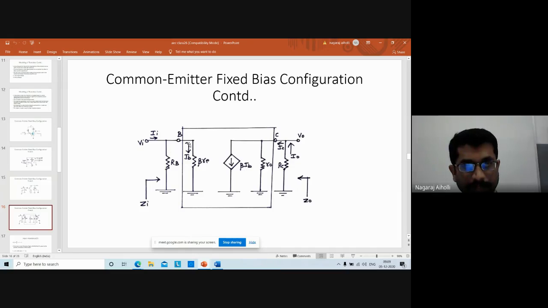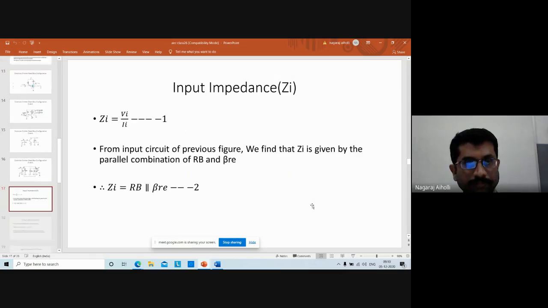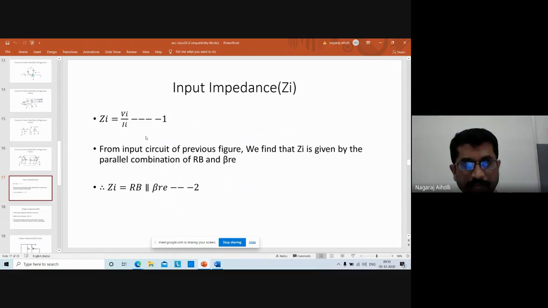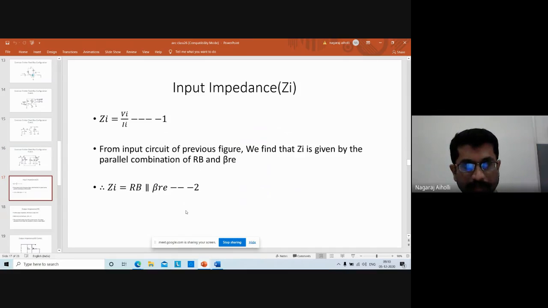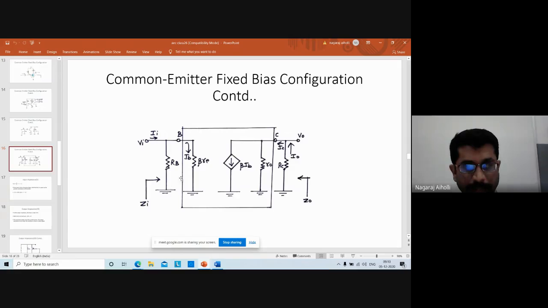Then we write the input current is Ii, Zi the input impedance, IB the current into the base terminal. Then I0 is the output current, IC is the current flowing into the collector terminal, and Z0 we have. What is Zi? Zi is Vi by Ii, input voltage by input current. Looking into this circuit, Zi will be the parallel combination of RB and beta re. Zi is equal to RB parallel beta re.